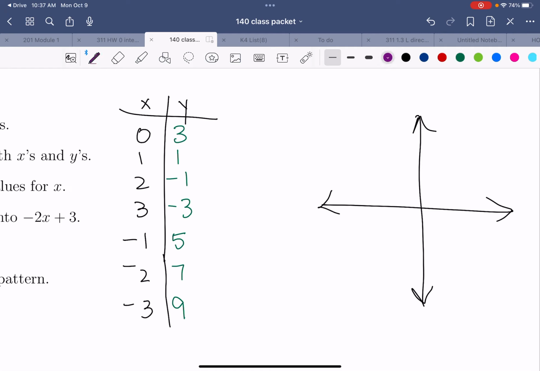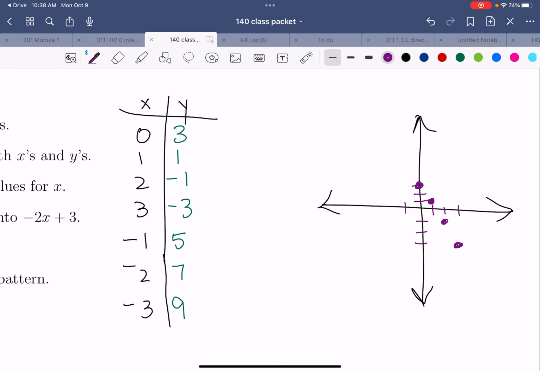So I'm going to plot 0, 3. So 0, 1, 2, 3. That's what we would call our y-intercept, because that's where my graph is going to cross the y-axis. 1, 1 would be this point. 2, -1. 3, -3. So I'm going out to 3 and down to -3.